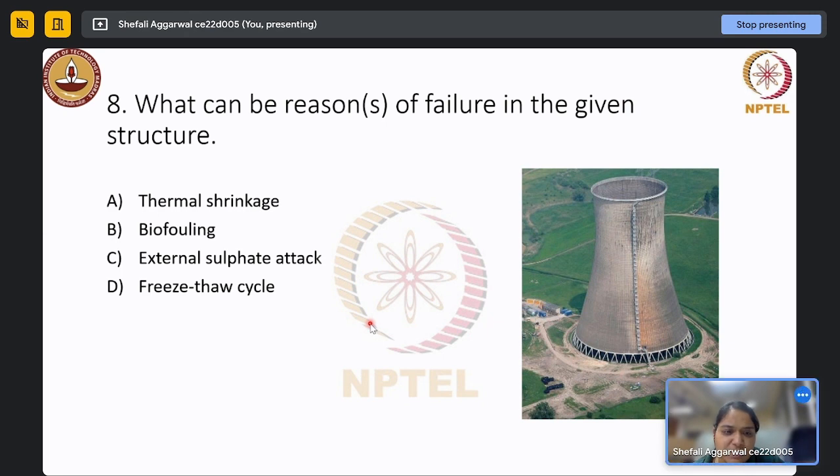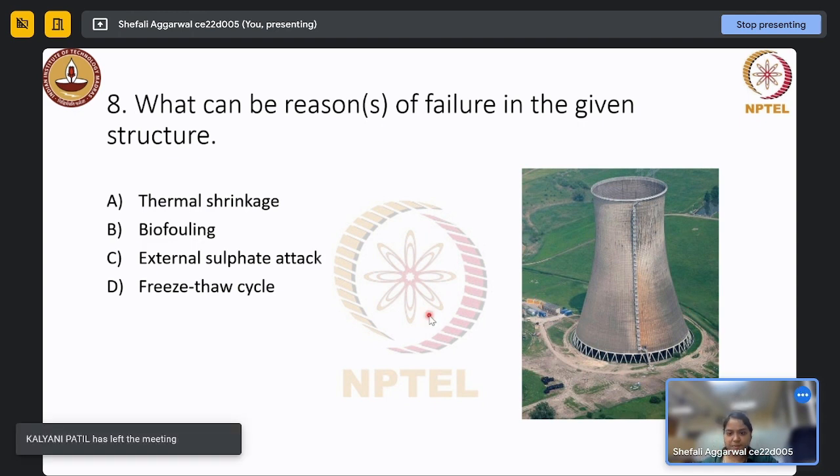Sorry, you were saying something? Yeah, it seems to be a cooling tower, not a chimney. Yeah, it's a coolant tower. I wanted to just show one industrial chimney kind of structure. Okay. So thermal shrinkage is the answer. And okay, we'll go to the next question then.